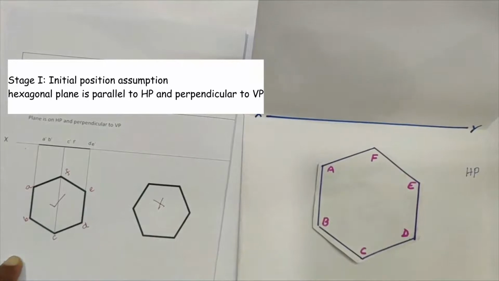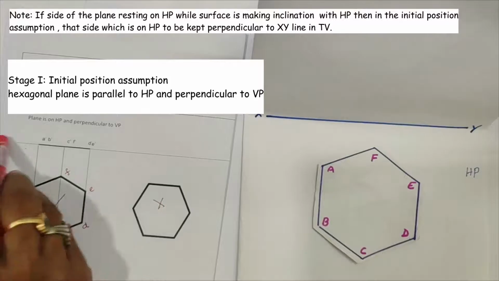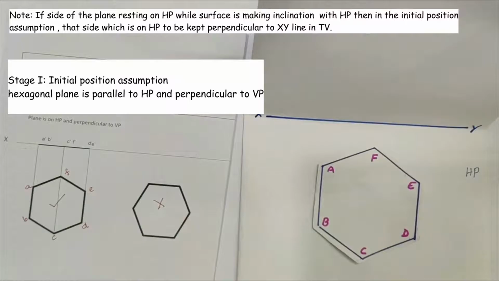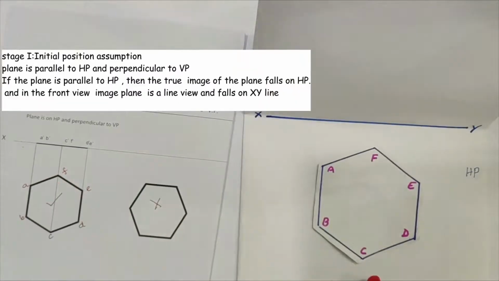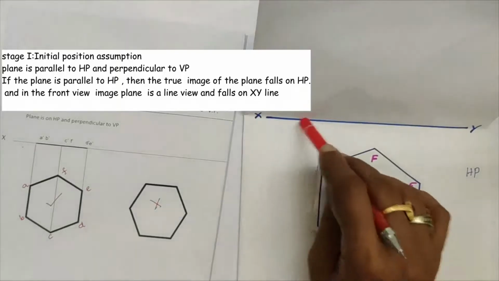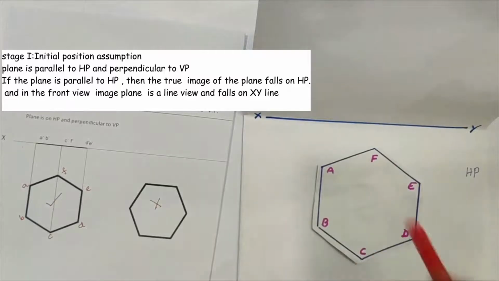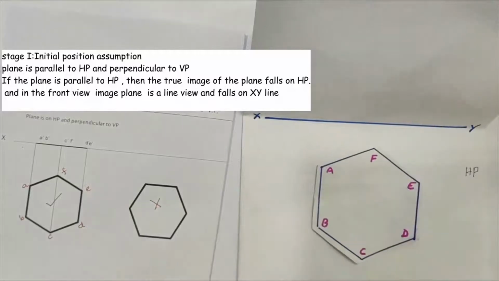That is, if the plane is resting on its side on HP while its surface is making inclination, then the side which is on HP needs to be kept perpendicular to the XY line in the initial position assumption. So the top view is a regular hexagon and the front view is a line which falls on the XY line. Because this plane is resting on HP, its image in the front view falls on the XY line. This is the initial position assumption.